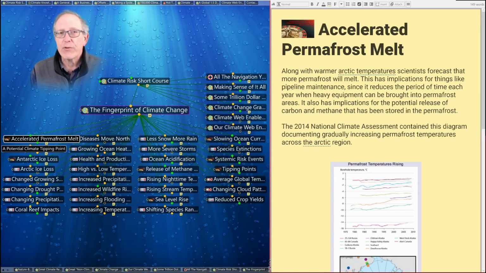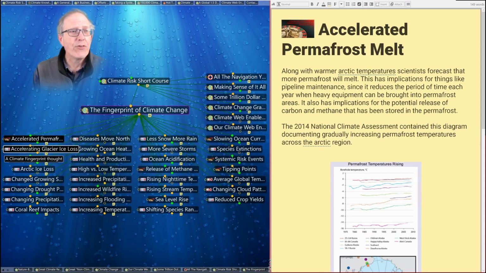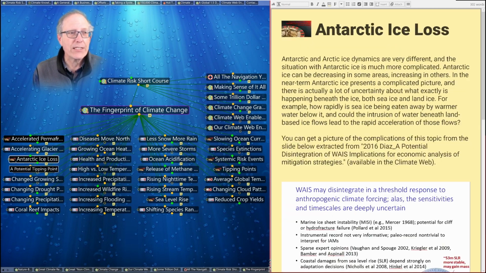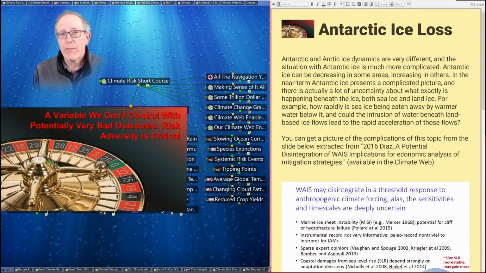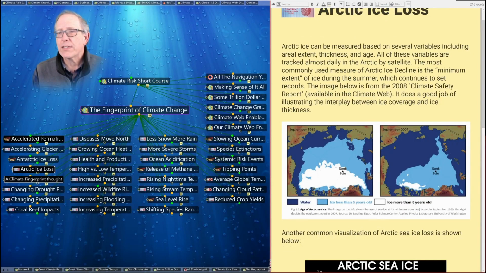It's not a massive amount of information. We're not trying to overwhelm anything. And you can also learn things through these little icons that pop up. So for example, accelerated permafrost melt is a potentially very bad outcome. If it goes the wrong way, risk aversion is critical. Accelerating glacier ice loss, Antarctic ice loss, again, potentially a very bad outcome. But you can come up to speed on all of these different variables by clicking on the individual thoughts and then reading through the text and the graphics that we have in the notes field.